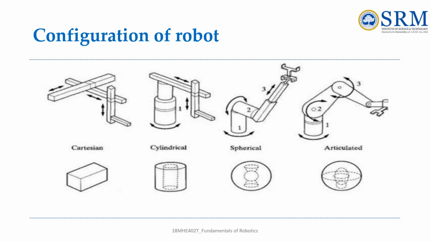So these are the configurations of robot: Cartesian, cylindrical, spherical, and articulated, and their work volume. For Cartesian, work volume is given, and for cylindrical, spherical, articulated. The second row pictures represent the work volume pictures of each coordinate, each configuration of the robot.